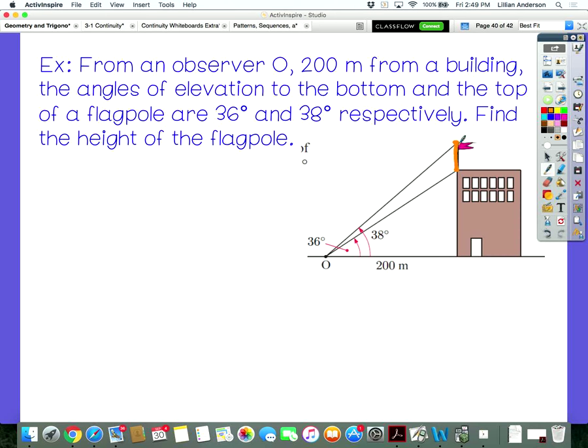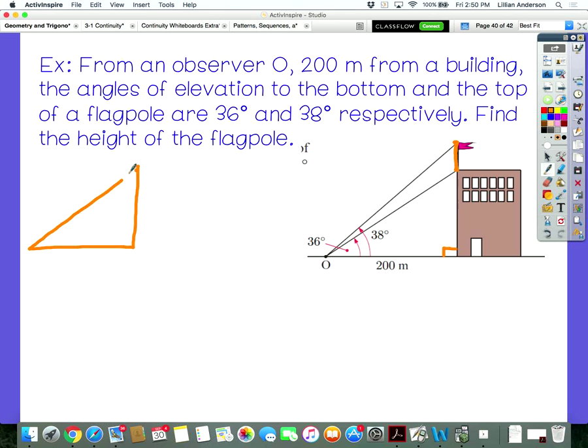But looking at this picture, what do you see? What type of triangle? There's two triangles. You have two right triangles. And yes, when they talk about a building, that building is perpendicular with the ground. Okay? We're not talking about the Leaning Tower or anything like that. It is straight, 90 degrees. Okay? So we have two right triangles, okay?